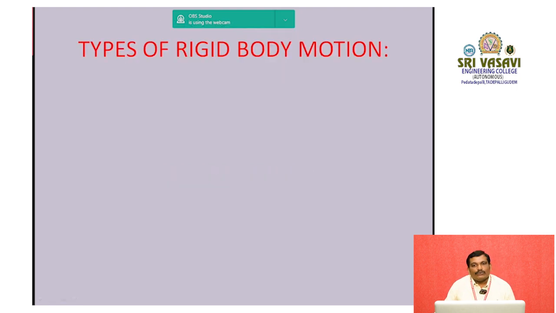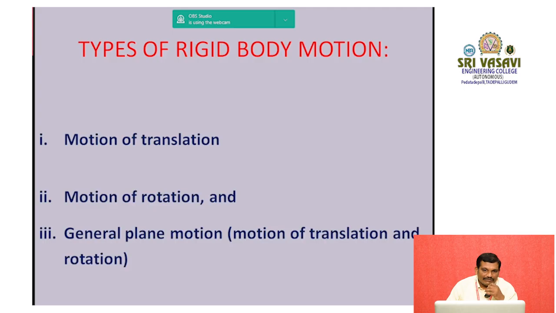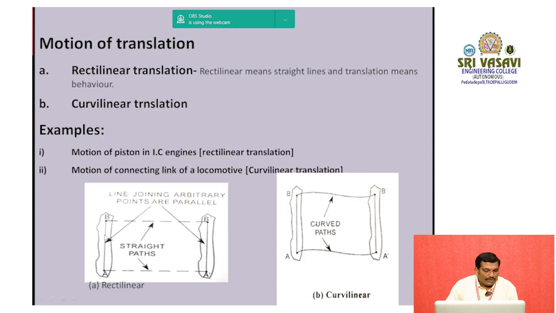Coming to types of rigid body motions: the first one is motion of translation, which can be rectilinear translation or curvilinear translation; the second one is motion of rotation; and the third one is general plane motion, that is motion of translation and rotation combined.